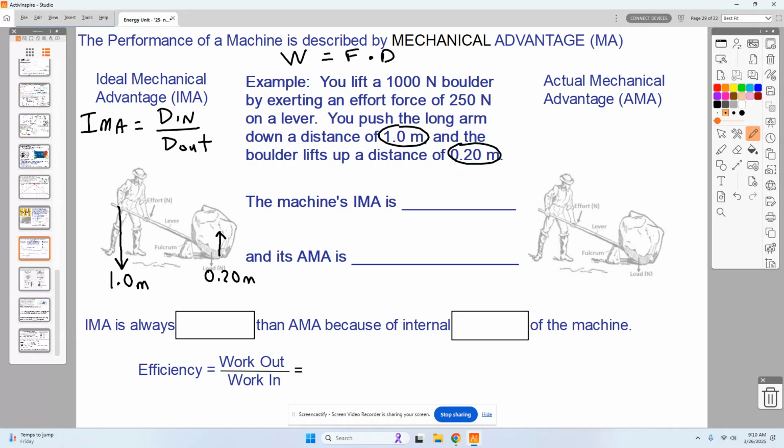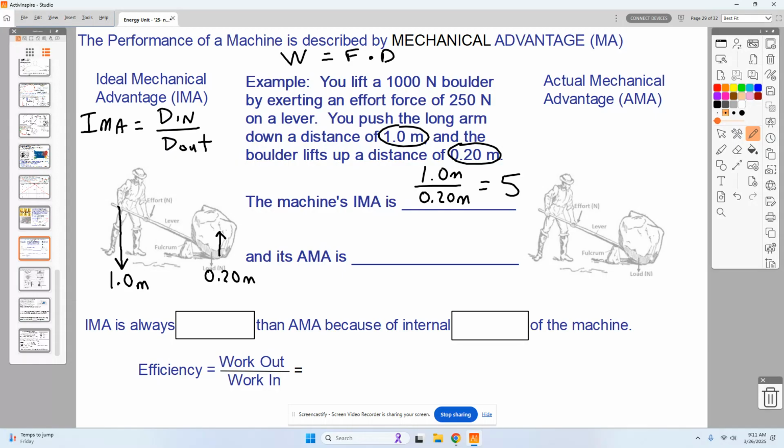If we define mechanical advantage ideally as a ratio of input to output distance, then the IMA here would be 1.0 meters divided by 0.20 meters. And we see that the IMA is a pure number, 5, just based on where that fulcrum is located. 1 meter down produces 0.2 meters up. That ratio is 5. We'd say that the IMA is 5.